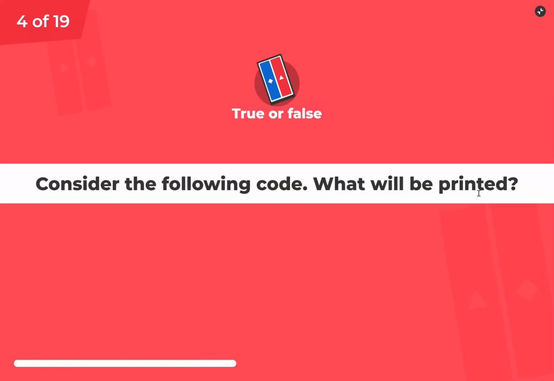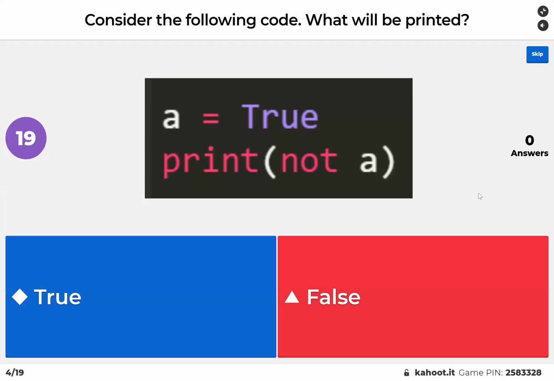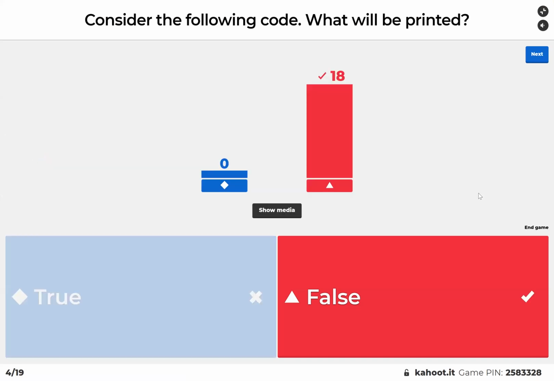All right, true or false? Let's look at this code. A is true, and I print not A. All right, well done, everyone. Not is pretty self-explanatory. It will give us the opposite of what we give it. So we gave it true, it'll give us back false.